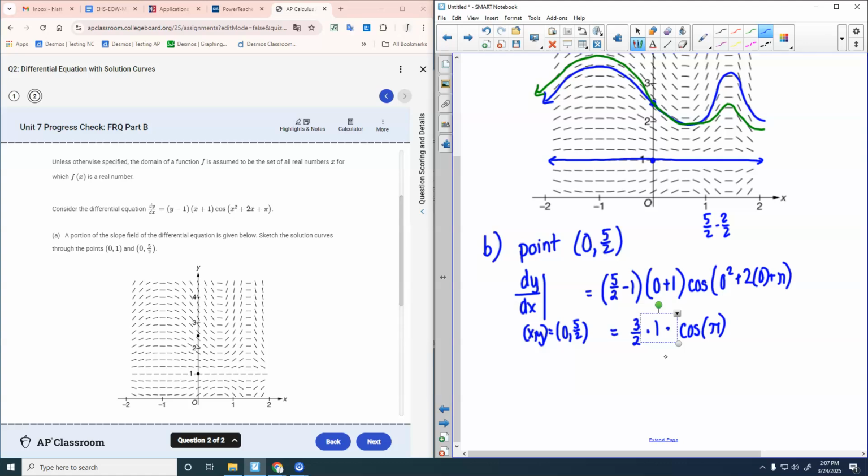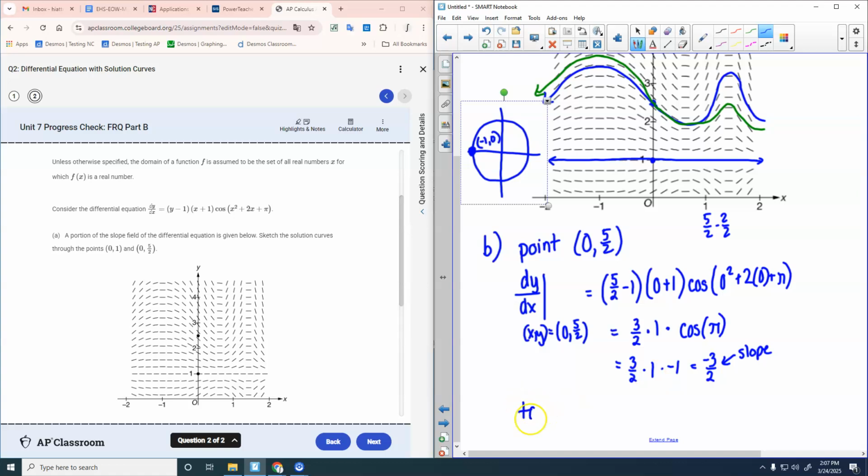And we know our unit circle so well. I feel like we might be a little rusty on it. We haven't used it in a while, have we? Pi's right here. Coordinates of that point are -1, 0. Cosine is that my x or my y? It's x. So I got 3 halves times 1 times -1. So I will get -3 halves for my slope.